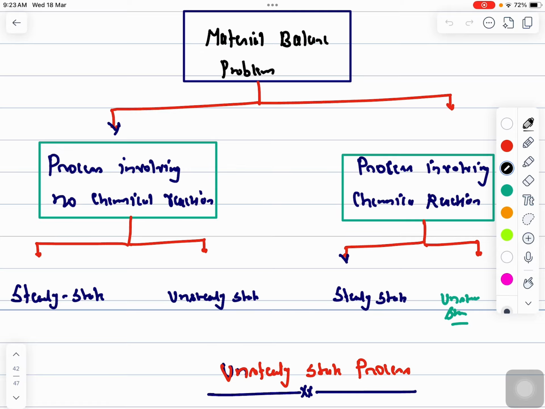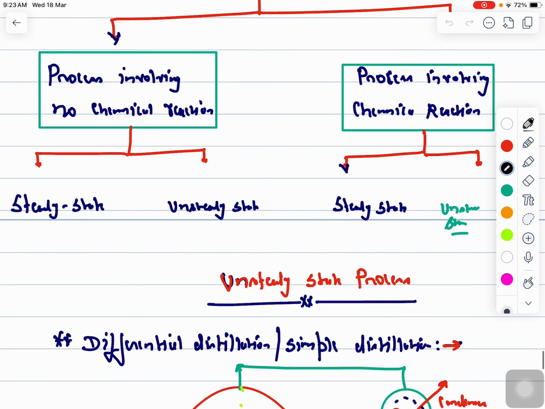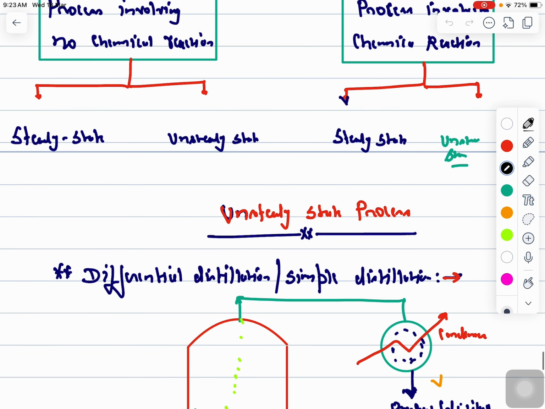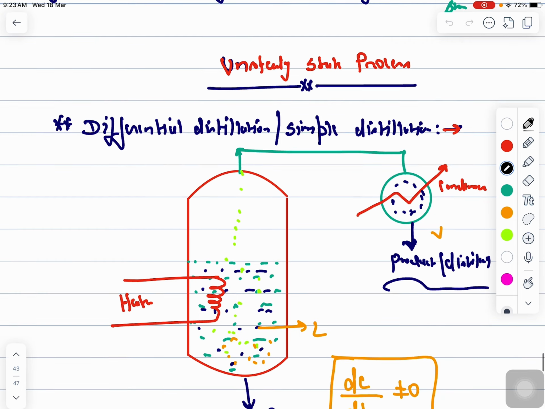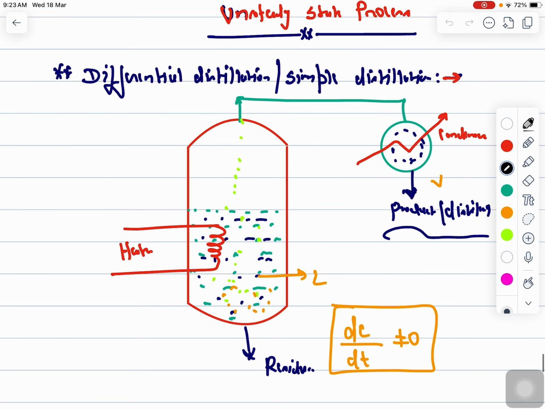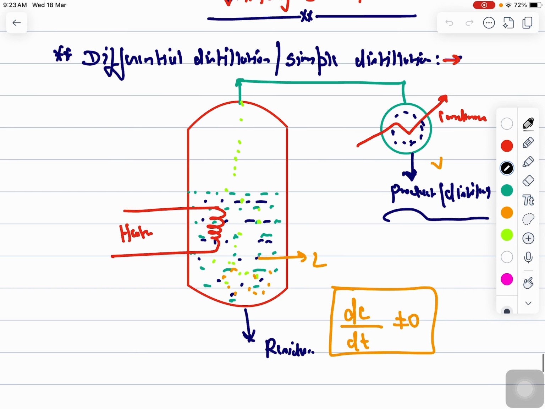And then I divided the material balance problem into two parts, where I talked about the process involving no chemical reaction and the process involving chemical reaction. For both of these parts, we will be understanding the steady state and unsteady state process. After that, I also described one simple example of an unsteady state process, the differential distillation or simple distillation. This is also called Rayleigh distillation, and we'll study in a subsequent lecture how to perform the material balance for that.